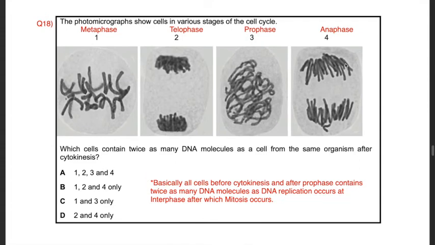Question 18. The photomicrographs show cells in various stages of the cell cycle. Which cells contain twice as many DNA molecules as a cell from the same organism after cytokinesis? I have marked above which photomicrograph represents which stage of the mitotic cell cycle. So 1 represents metaphase, 2 represents telophase, 3 prophase, 4 anaphase. Basically, all cells before cytokinesis and after prophase contain twice as many DNA molecules.